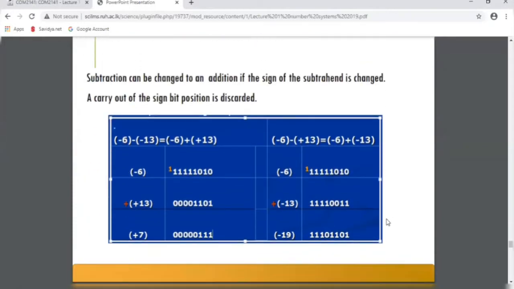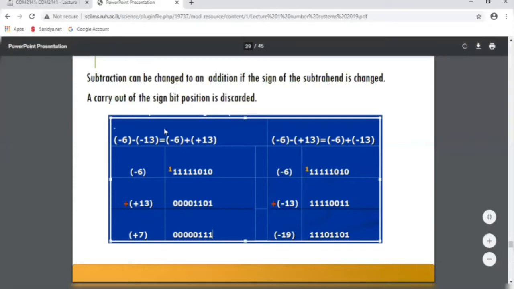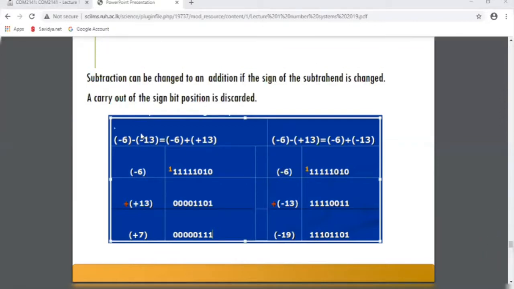And for subtraction, there are some things you need to consider. You have to convert a subtraction to an addition. You have done that in your secondary schools also. If you have two numbers, -6 and positive 13, you can convert it into this form, so then it's an addition rather than a subtraction.